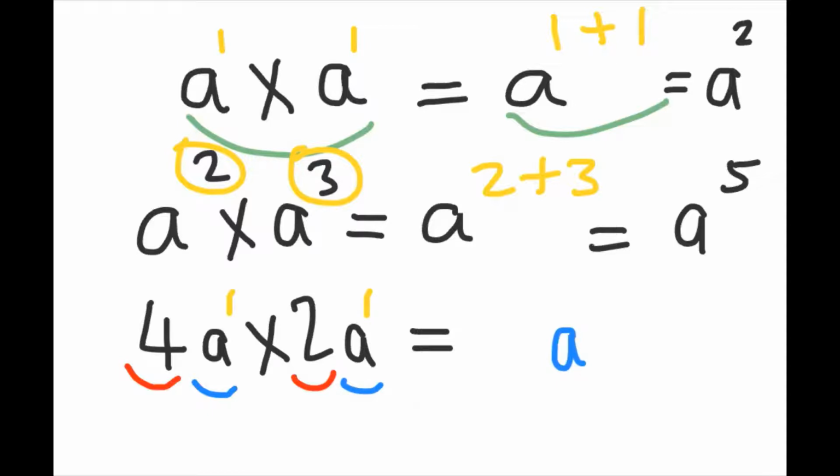So a1 times a1, or just a times a, gives us a squared. But we need to do the numbers as well. So 4 times 2 gives us 8. So the answer for 4a times 2a is 8a squared.